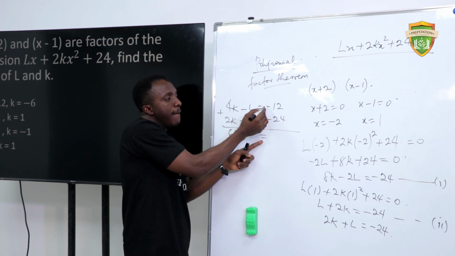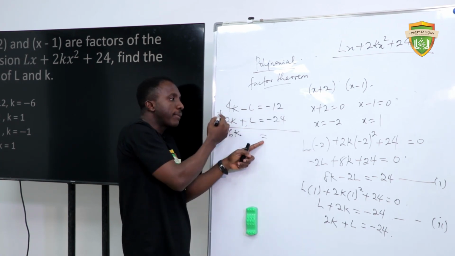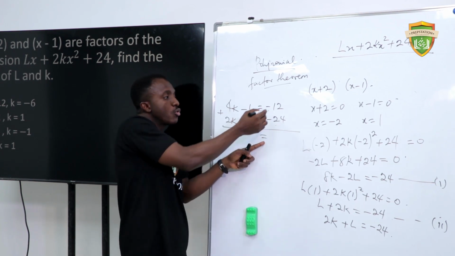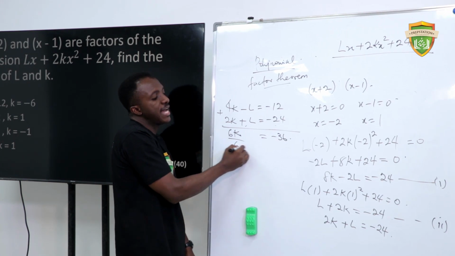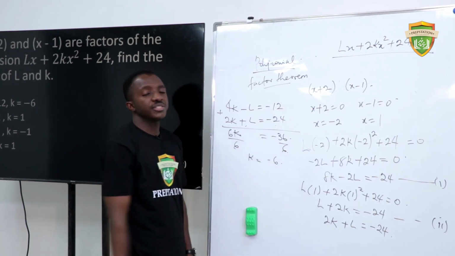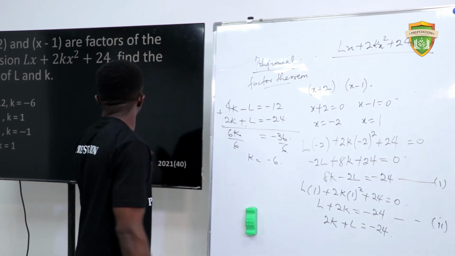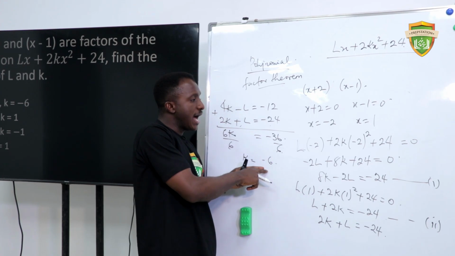And then we have minus 12 plus minus 24. Plus times minus is minus. So minus 12 minus 24 is minus 36. If I divide both sides by 6, I'm going to have k equals minus 6. So k is minus 6. The question says we should find the values of L and k. We have found that k is minus 6.